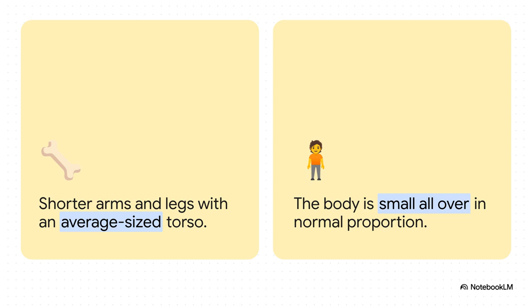On the flip side, we have proportionate dwarfism. In this case, the individual is just small all over. Every part of the body remains in normal proportion to everything else. It literally just scales down evenly together.